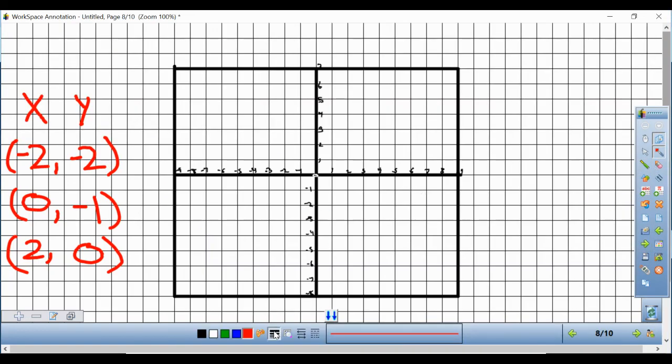So I'm going to plot negative 2, negative 2. So we go over to the negative 2 and then down to the negative 2. 0, negative 1. Don't go left to right at all, but then I go down 1 because remember x always goes side to side, y goes up and down. And 2, 0. So x is 2, so I go over 2, but I don't go up or down at all. It's 0. And my three dots are in a line.